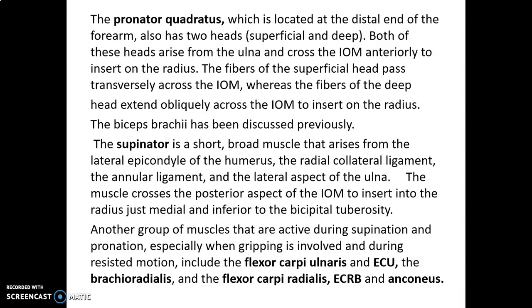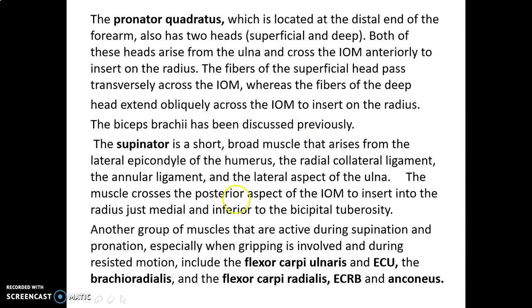The supinator is a short, broad muscle that arises from the lateral epicondyle of the humerus, the radial collateral ligament, the annular ligament, and the lateral aspect of the ulna. The muscle crosses the posterior aspect of the interosseous membrane to insert into the radius just medial and inferior to the bicipital tuberosity. So these were the four primary muscles, and two were pronators and two were supinators.